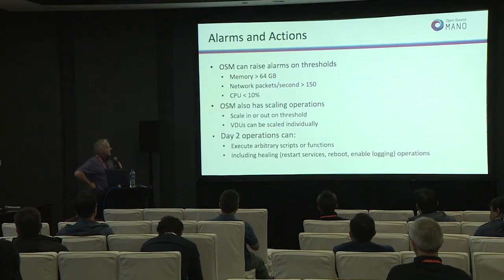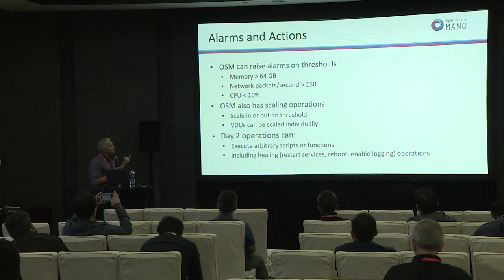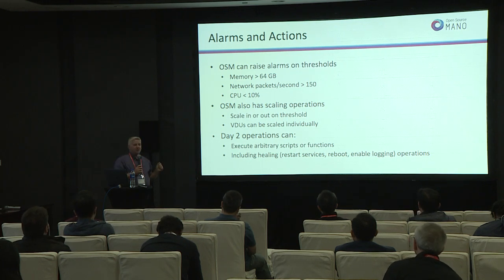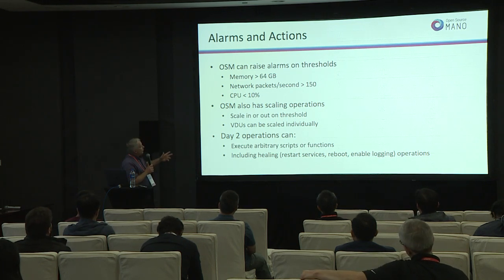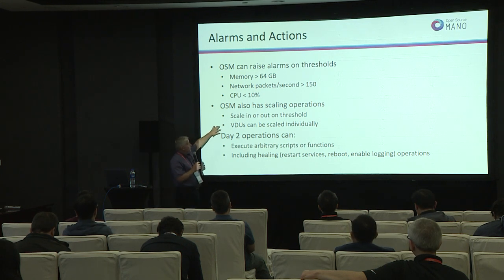As part of the overall OSM architecture and the things that it provides, it does provide an alarming module. So you can set simple rules like, if the memory goes above 64 gigabytes, raise an alarm. Or if the CPU drops below a certain amount, maybe I want to scale in at that point, because maybe I've got too many instances running, and if they're running really cold, why do I need them? Why don't I just scale on in? OSM does have scaling operations that can go with it, and the VDUs can be monitored and scaled independently.